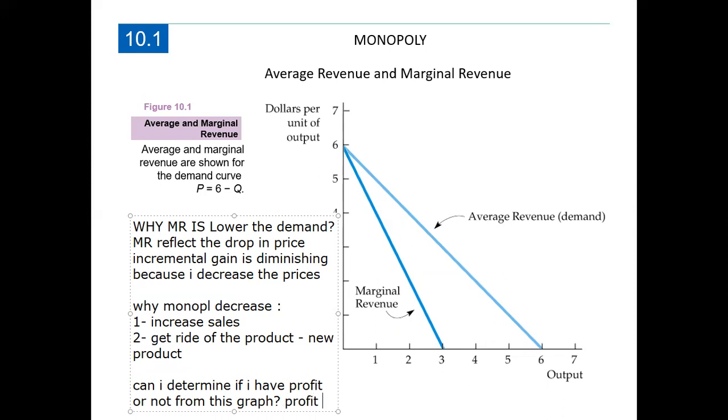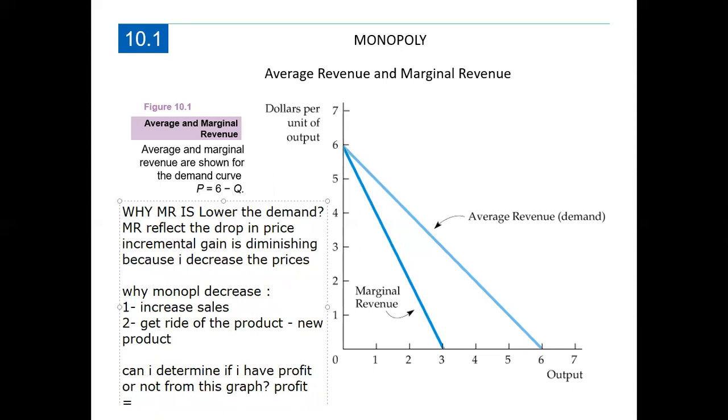Why? Because the profit is dependent on the TR. What is the TR? Total revenue minus cost. Once I have total revenue, TR, minus total cost, once I have the cost, I can determine if I have a profit or not. So only in this graph, I can just say what happened to the marginal revenue, if it is above or below the demand.